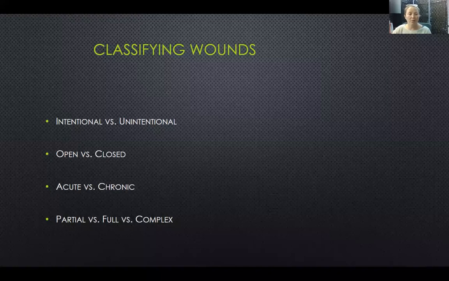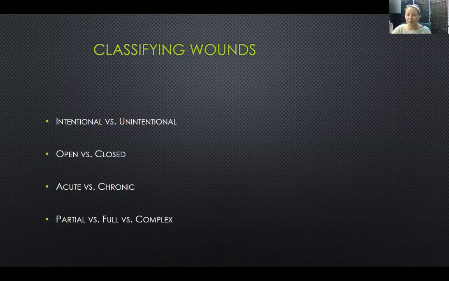There's a few ways that we can classify wounds. First up, we can look at intentional versus unintentional. So intentional is going to be exactly what it sounds like. It is some sort of planned therapy or treatment. The edges are clean. So we're thinking of surgical incisions. Remember, when you start IVs, you are breaking skin integrity. You are entering into the skin. So things like that.